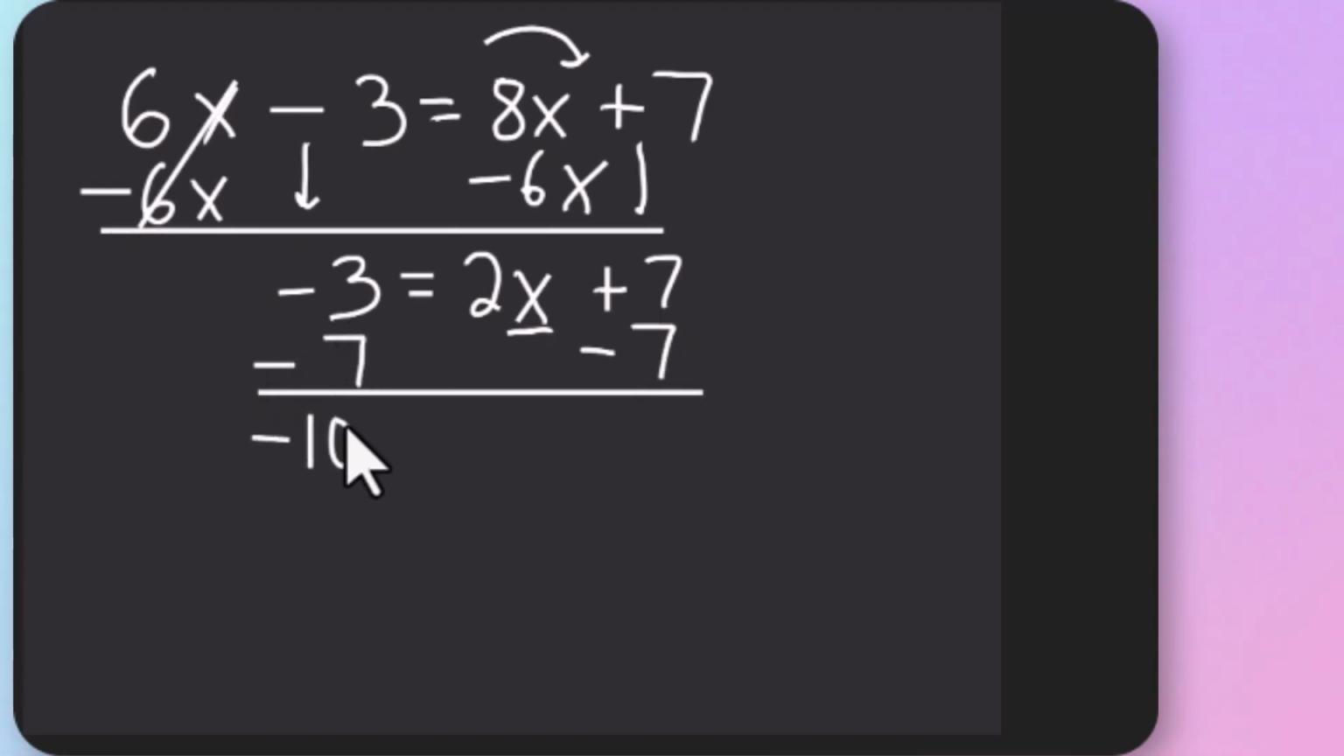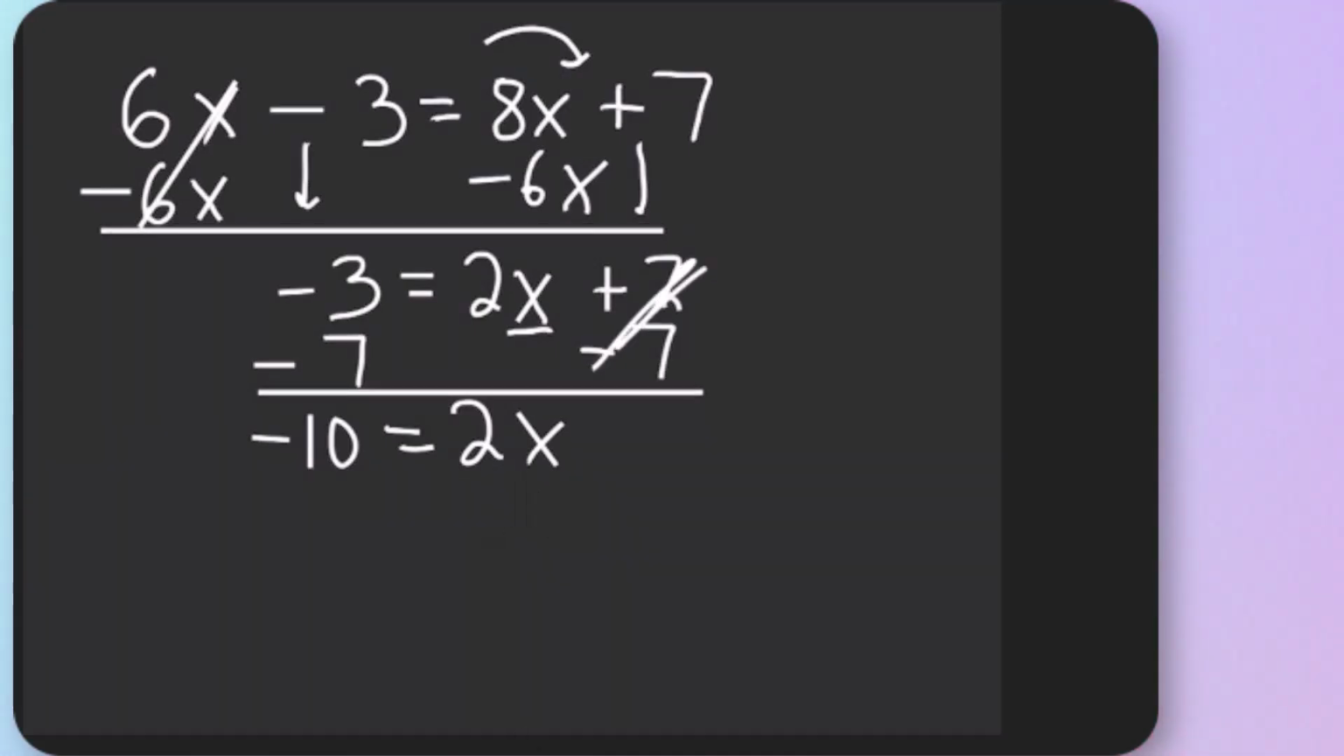Subtract 7 on the left. -3 minus 7 is -10. That will equal 2 times x. So at this point, I need to get rid of the 2 that's in front of the x. It's 2 times x right now. The opposite of that is dividing by that 2.